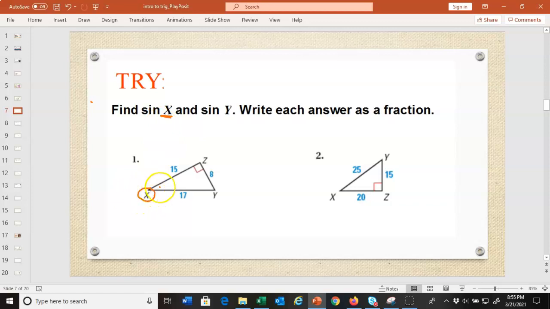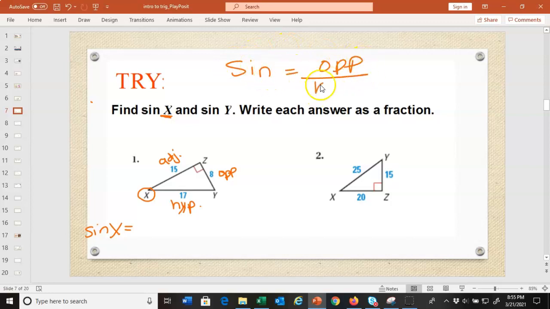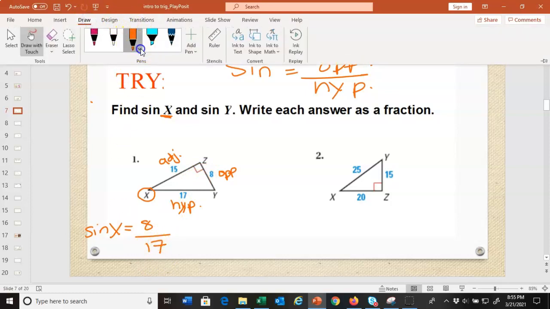I'll make this one orange. So I'm going to label my triangle with the orange. This is always the hypotenuse, right? It's across from the right angle. That makes 8 opposite x, and the other one is adjacent. It's right next to it. So the sine of x is, remember, sine is opposite over hypotenuse. So all we do is take the opposite value, that's 8, and put it over the hypotenuse value, that's 17. And that's it for now.